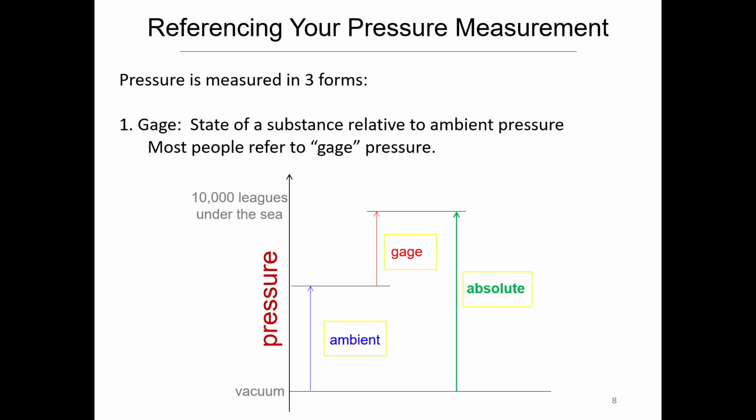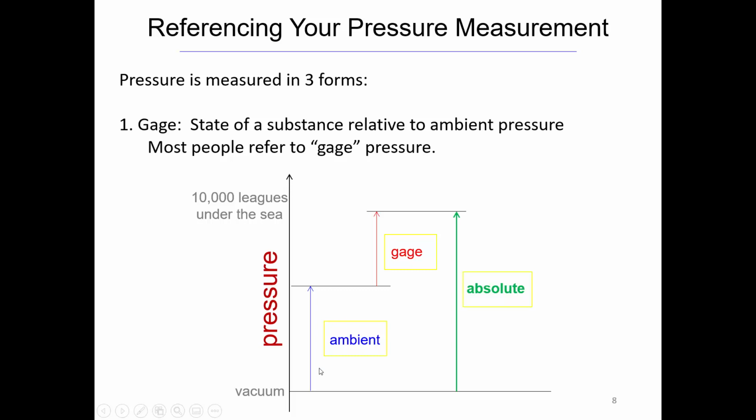Next, we need to learn the different types of pressure we'll come across when measuring. It's measured in three forms. First one is gauge. So this is the state of a substance relative to the ambient pressure. A lot of times when people are talking about pressure, just in common language, they're talking about the gauge pressure.